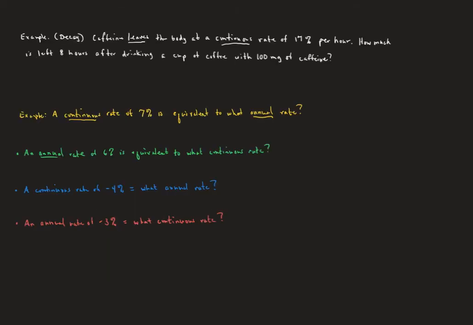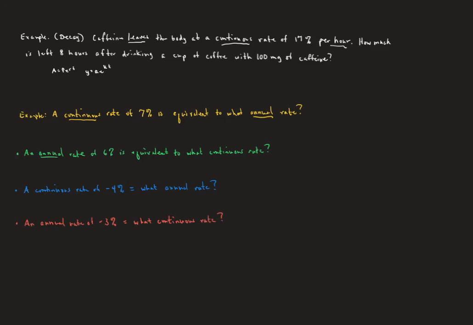Okay, and here we have now another example. It's a decay problem. So here we have caffeine is leaving the body at a continuous rate of 17% per hour, is the time this time. So make sure we note the units. How much is left 8 hours after drinking a cup of coffee with 100 milligrams of caffeine? So we can think of this as our Pert, if that's the way you like, or you could think of it as y equals a e to the kt, either way.